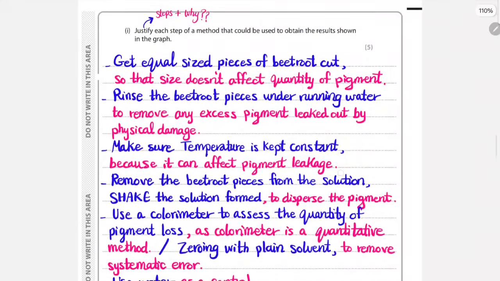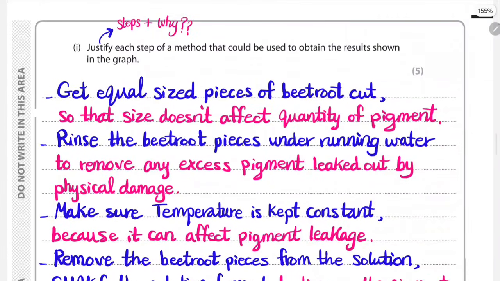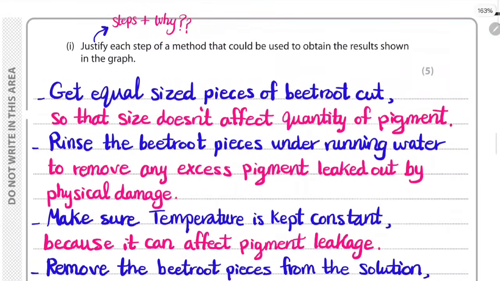We could write that. Firstly, in order to start any experiment, I have to say, what's my sample? What am I going to use? Get equal sized pieces of beetroot cut. Alright, they are equal sized pieces, so I have to reason this. Why do I need them to be equal? Because we need the size to not affect the quantity of the pigment.